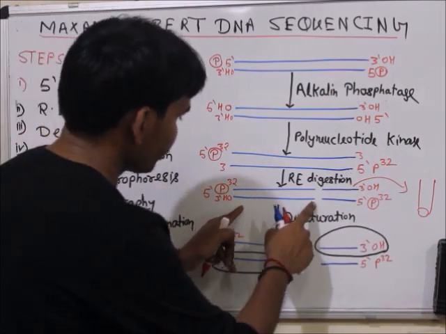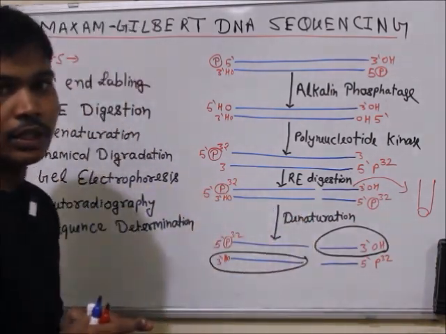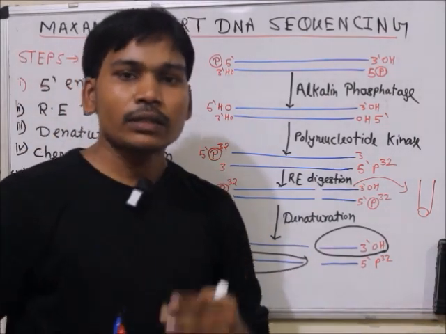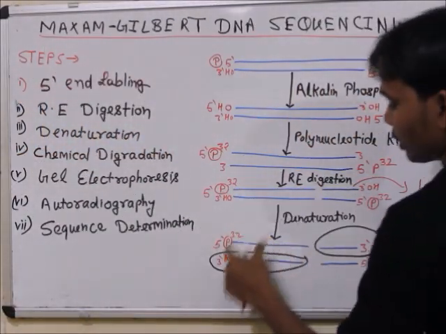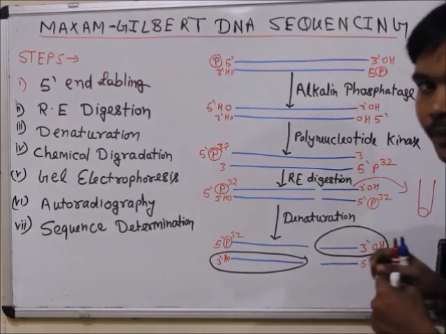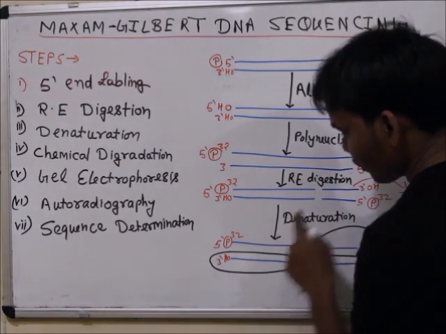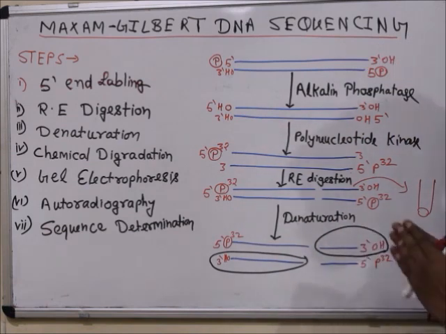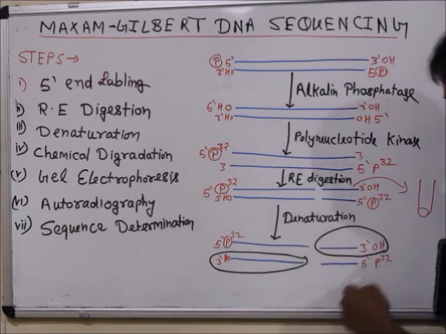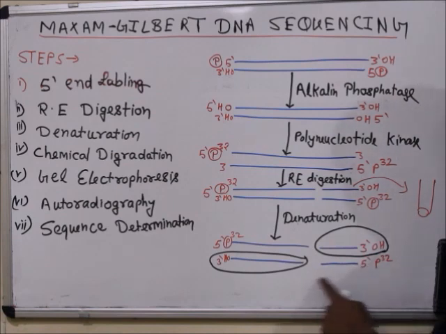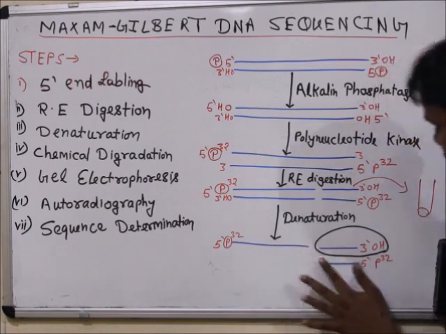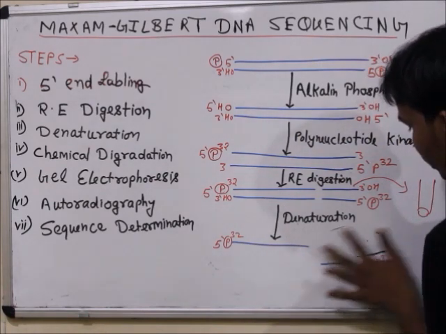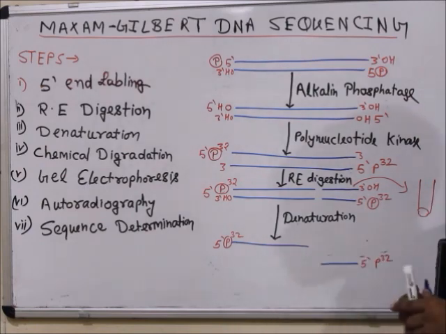Then these sequences require denaturation to become single stranded, because without single stranded DNA we cannot sequence. So the denaturation step makes the double stranded DNA into single stranded DNA. This is the 3' OH end and this is the 5' phosphate. In the other reaction mixture, denaturation is also required, and it will be used for sequencing the 5' end. Only this single stranded DNA is required, and the others are not required in the other reactions.